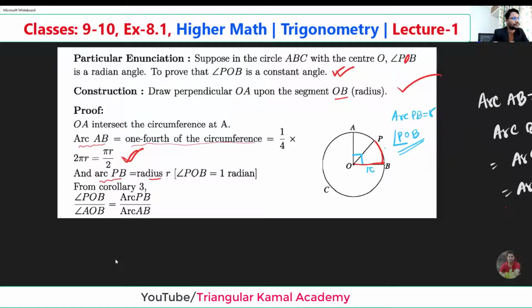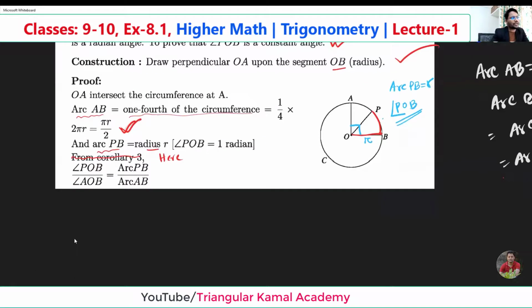So here now see, this is corollary 3. Basically, in your academic book, the subtended angle is directly proportional to the arc, or the arc is directly proportional to the subtended angle. So this is corollary 3. Here we can write. So now POB and its arc PB, AOB and its arc AB.